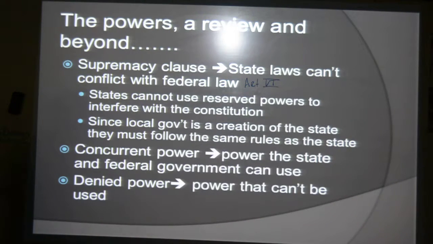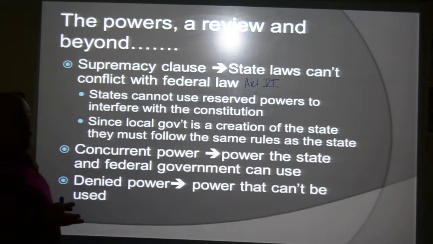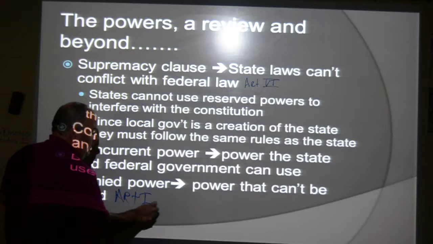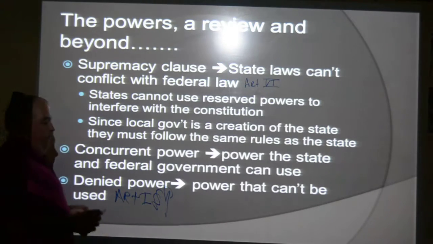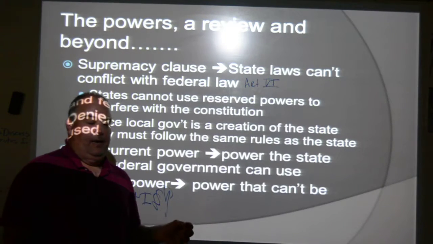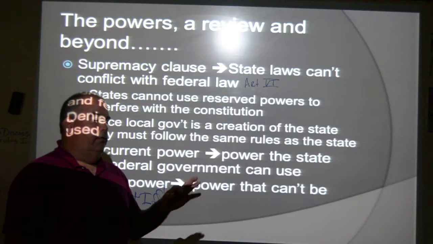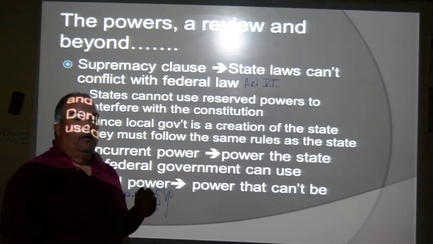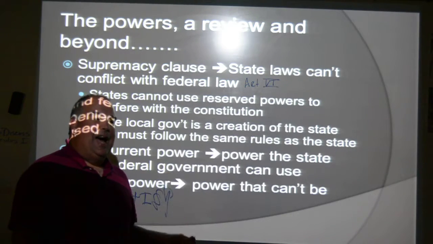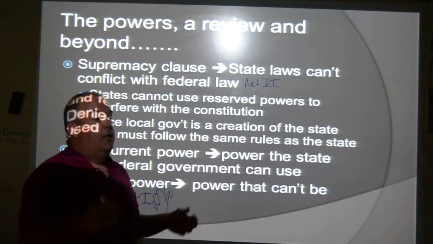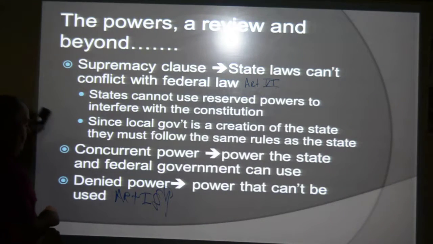And a denied power. This is a power that the government cannot use. If you've got your constitutions out, fine. Article 1, Section 9. Those are the denied powers. Congress can't do that. For example, you read there, I think it's Clause 3, Congress shall pass no bills of attainder. Basically that means Congress can't pass a law that says you're guilty of a crime. That's a bill of attainder. They can't do that.